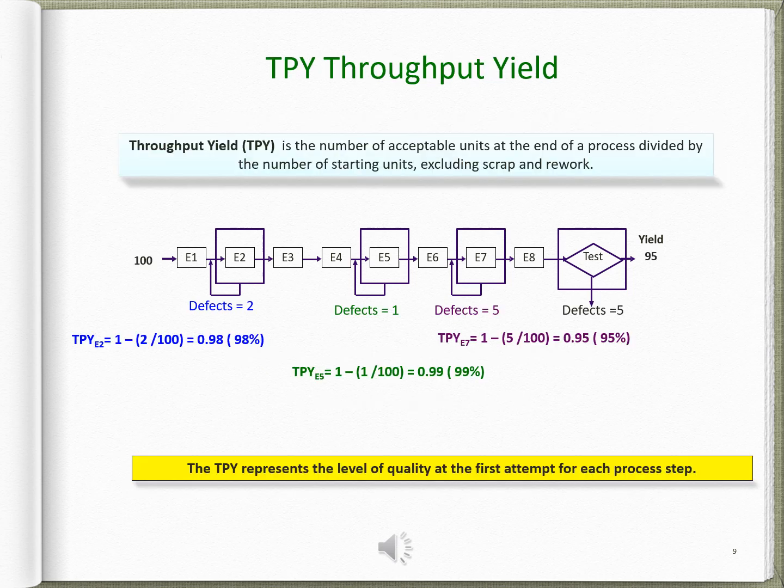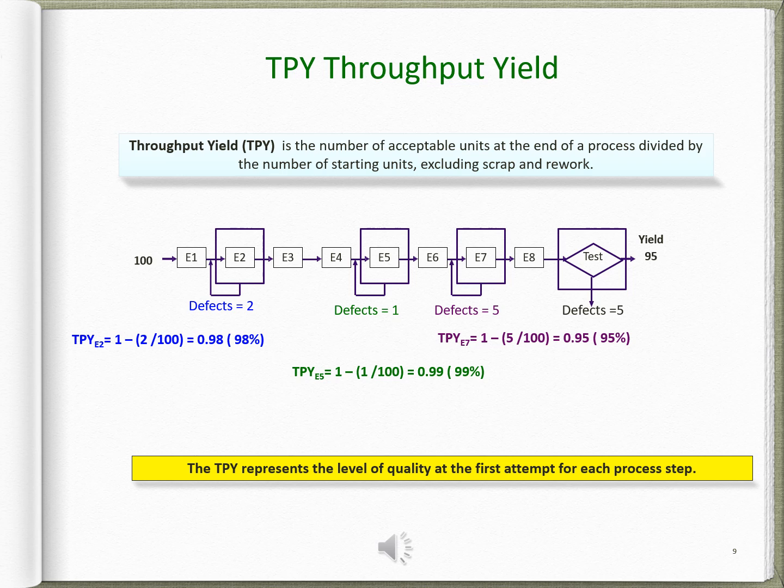Throughput yield, TPY, is a crucial metric in evaluating process performance. It represents the number of acceptable units at the end of a process, divided by the number of starting units, excluding scrap and rework. This metric gives us information regarding the actual performance of each step along the whole process.